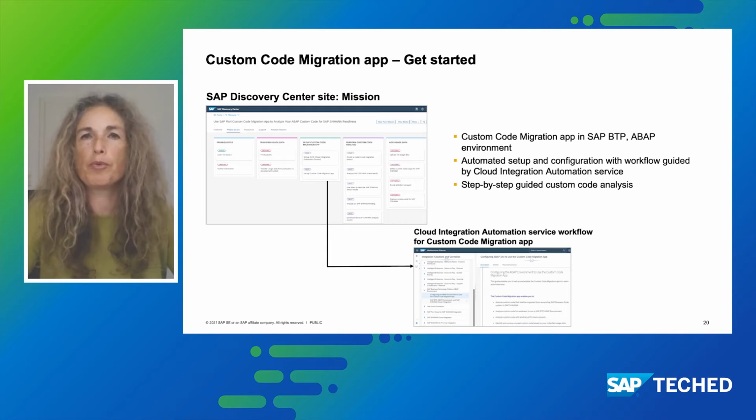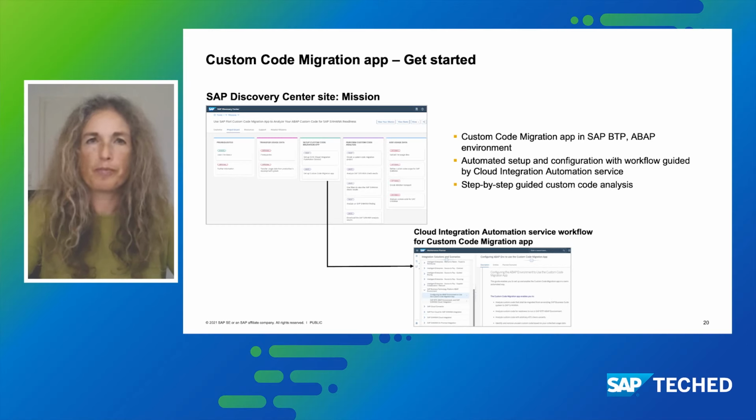So your on-premise system will be prepared for the usage of the mission, in that sense that the on-premise connectivity will be established, all the necessary SAP notes get installed, and also the SAP BTP ABAP environment gets installed automatically, and the app, Custom Code Migration app, gets also automatically installed and configured for the usage. Using the mission, you will get step-by-step guided custom code analysis for SAP S/4HANA use case, and this is really the way to go to use this mission.